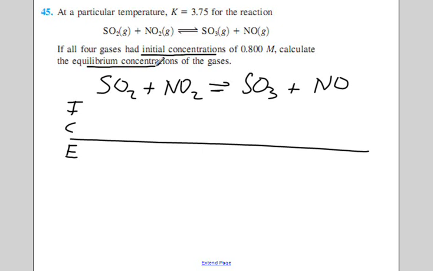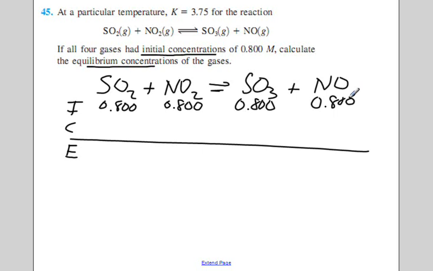The ICE table organizes our information. On some level, this question starts off a little bit easier than the other ones because we've dealt with problems that tell us moles and volume, and we have to go find molarities. This question gave us molarities right off the bat, so it actually looks a little bit easier. 0.8 molarity, 0.8 molarity, 0.8 molarity, 0.8 molarity.